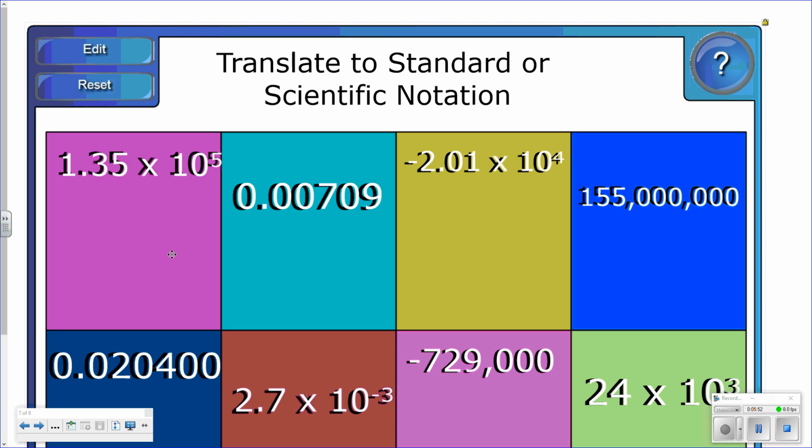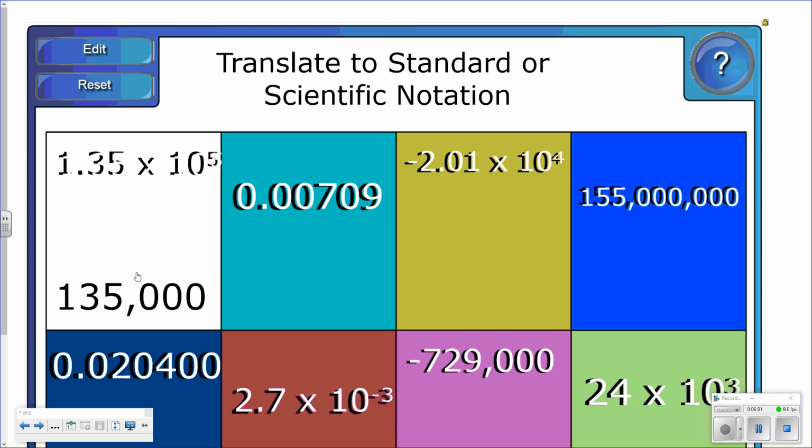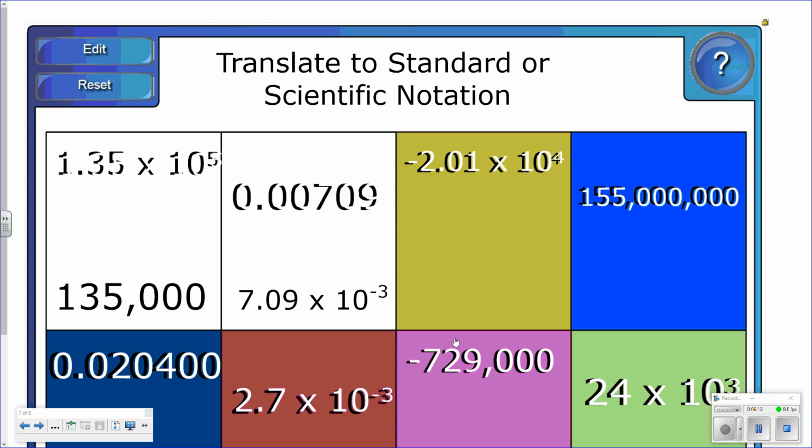So let's do some more examples. 1.35 times 10 to the 5th. This is scientific, so I want it in standard, I've got to move that decimal 5 places to the right. In this one, it's in standard, I want it scientific. I need that decimal between the 7 and the 0, so I have one number in front of the decimal. 7, and it's a small number, so it's negative.